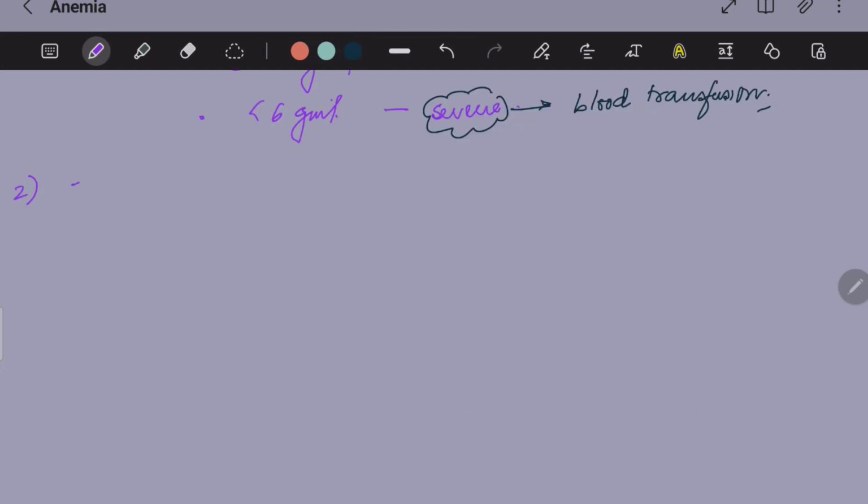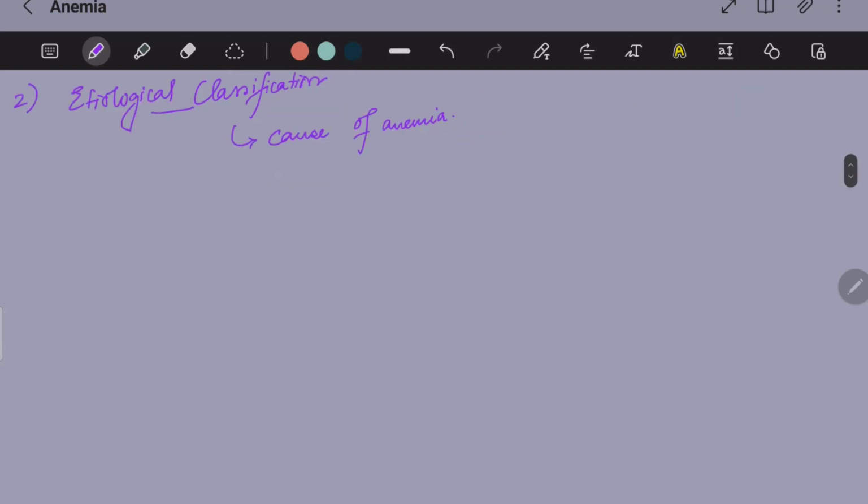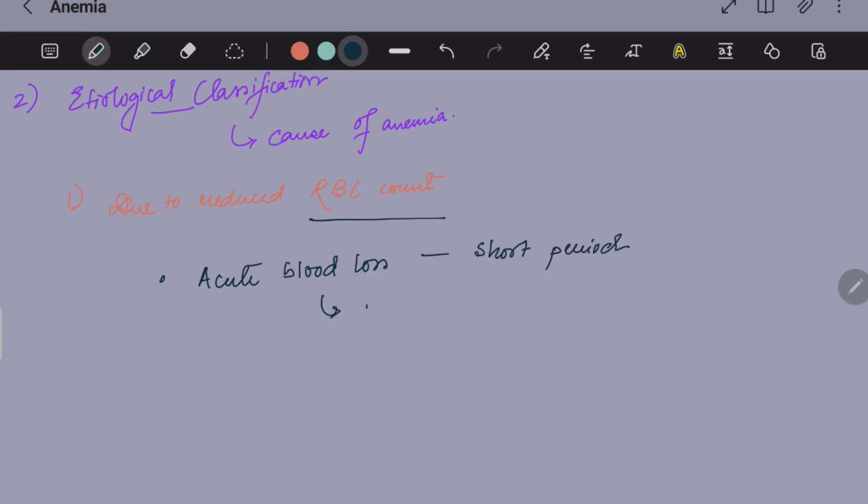The second, etiological classification. Etiological classification is based on the cause of anemia. First of all, is due to reduced RBC count. Now, RBC count can be reduced in case of acute blood loss within a short period of time. For example, in case of any accident or injury.